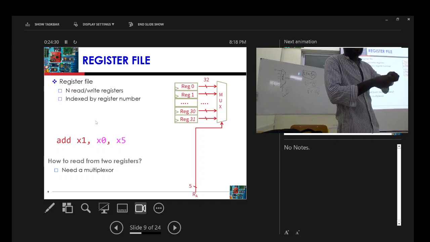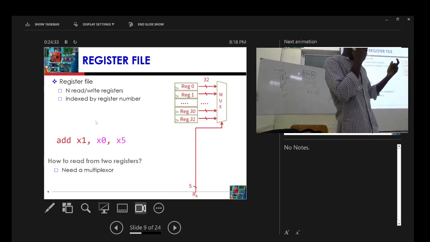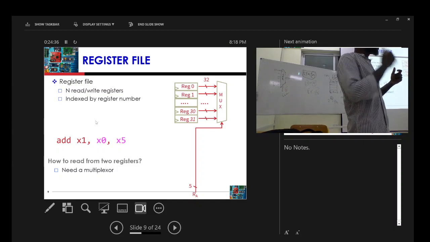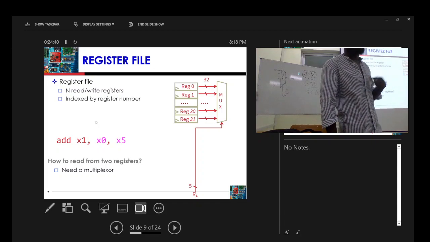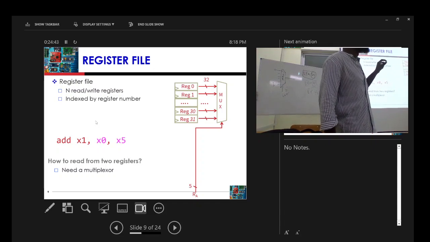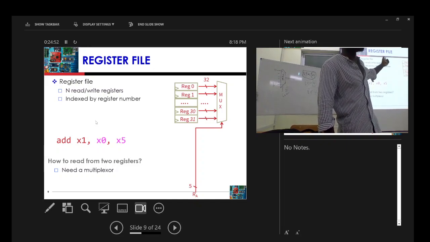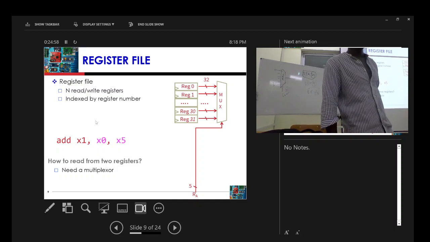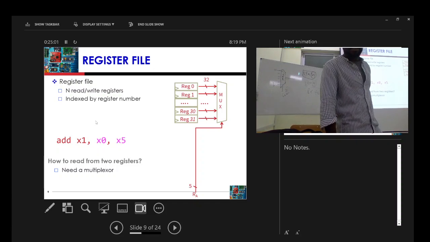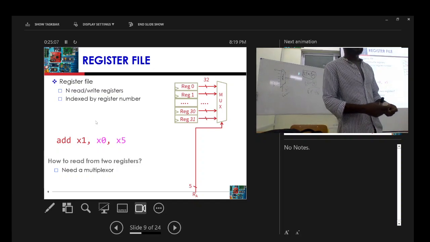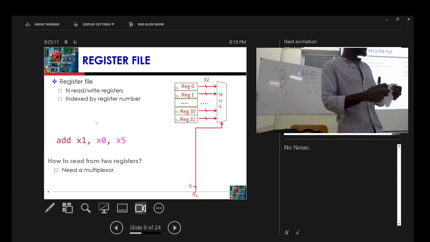But here's the case: we said that the one we are designing is a dual port. So how do I design it, or what components should I add to make sure that I can read from two registers at a time? With this, I can read from only one register at a time, right? So if I want to read from two registers, what do I do?